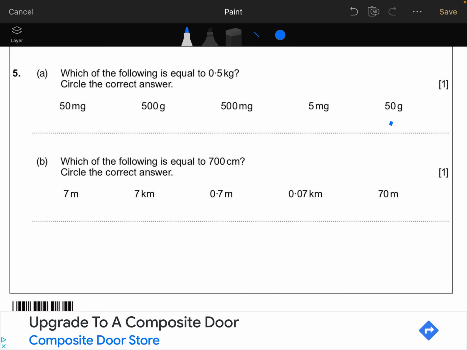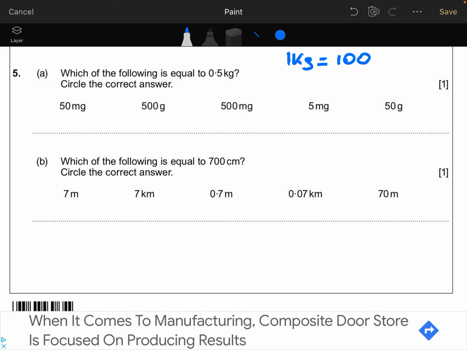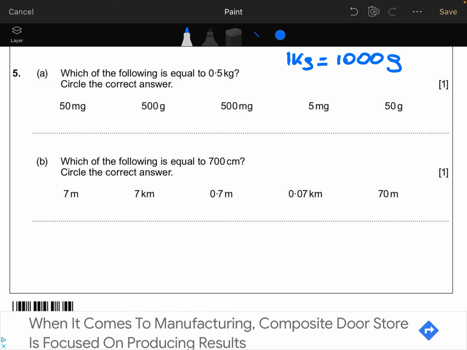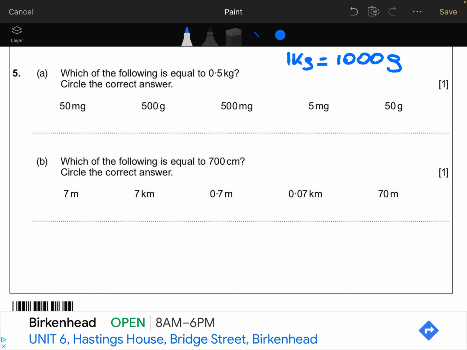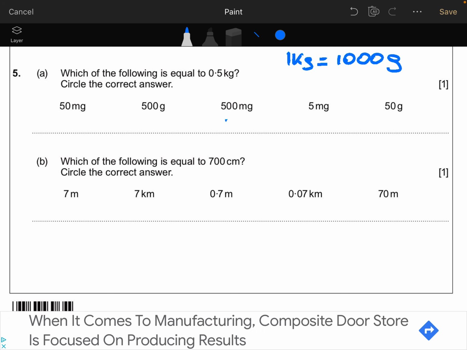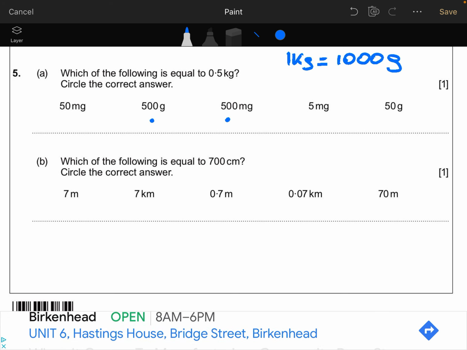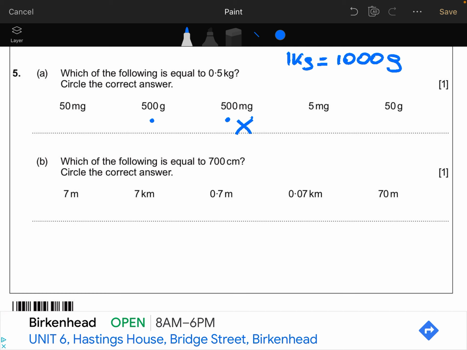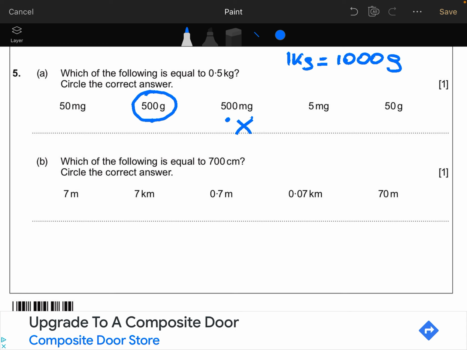Question 5. Which of the following is equal to 0.5 kilograms? So 0.5 kilograms. 1 kilogram equals 1,000 grams. So half a kilogram must be half of 1,000, which is 500 grams. Okay, so we've got 500 twice, we've got 500 here and 500 here, but this one's milligrams, so I'm not interested in that. It is this one that I want, 500 grams.